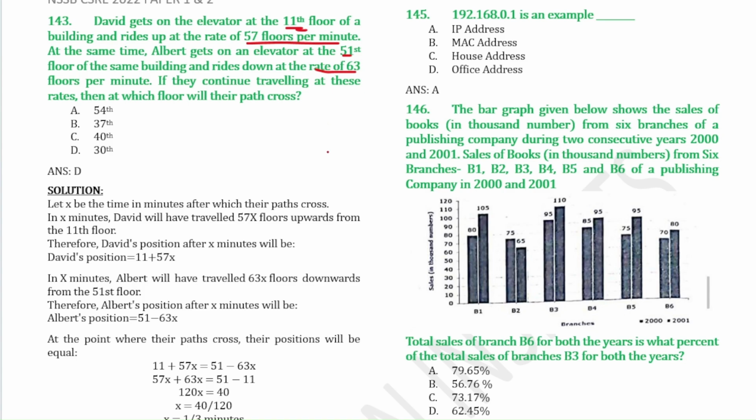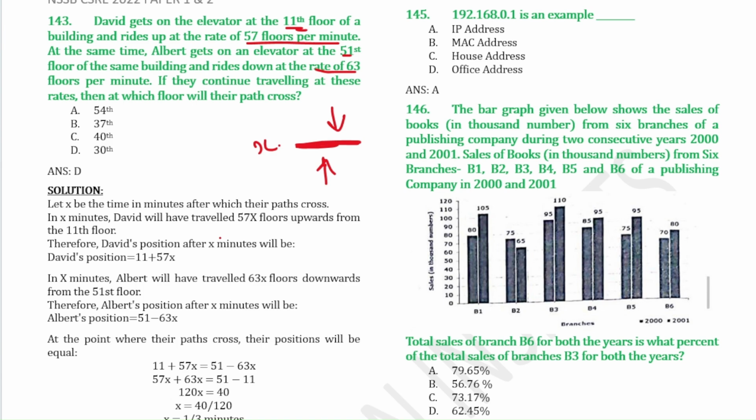So David is going up, and Albert is coming down, right? So they will meet at a certain floor, right? So we have to find out on which floor they will meet. We will consider the time, in minutes, in which they cross paths as x.